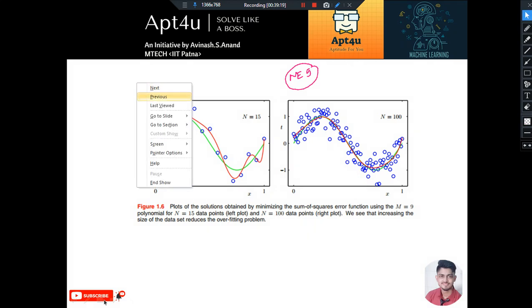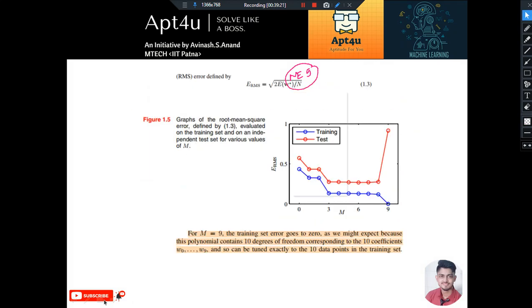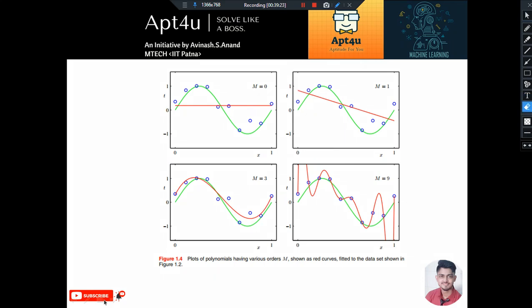So let me just show you. Just remember this curve for m equal to 9. You can see this is how the curve actually looks, quite away from the original distribution. That means there is a very big difference between the red curve and the green curve, right? If the red curve is very close to the green curve, it is correct, meaning it is observing a good pattern. But here the red curve is very much away from the green curve, not quite similar.